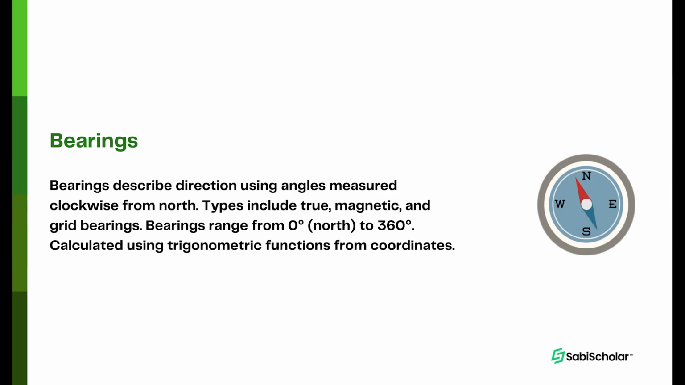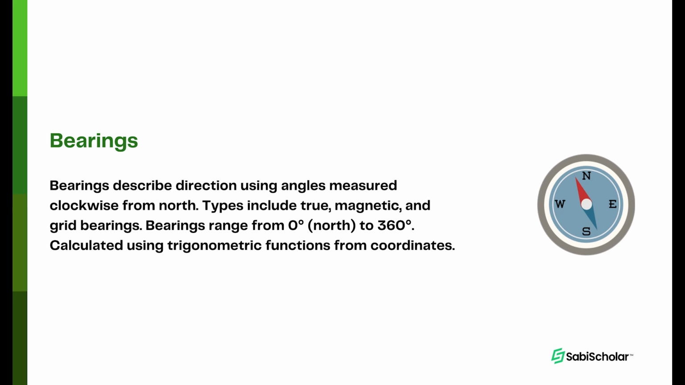So next, we're also going to look at the bearings. Bearings are used to describe directions of one point from another using angles. Bearings provide a more precise way to specify directions compared to cardinal points, which just give you north, south, east, and west. But bearings are measured in degrees from a reference direction, usually from north in a clockwise direction.